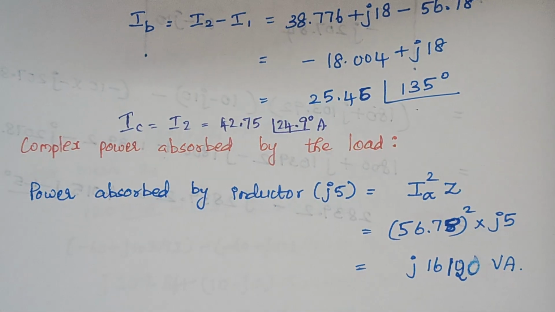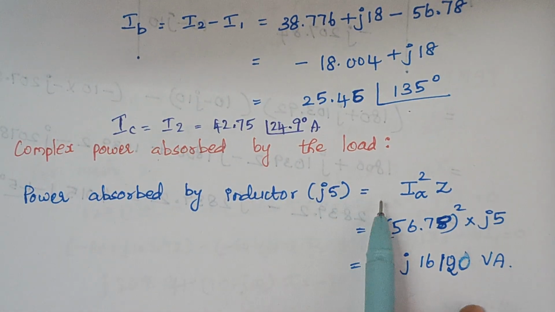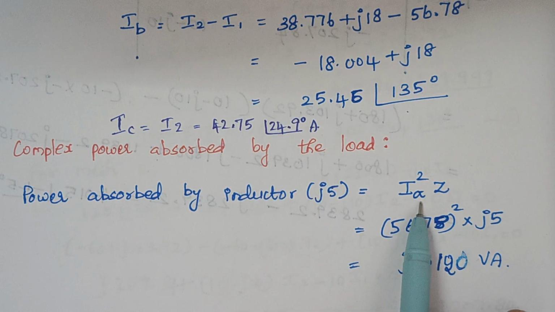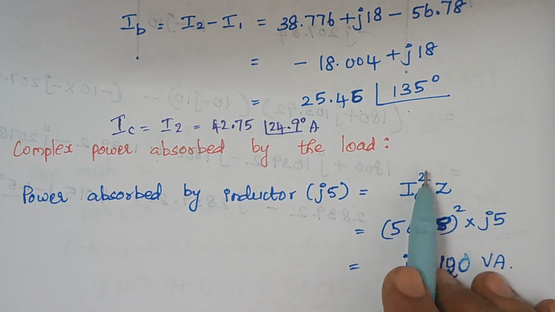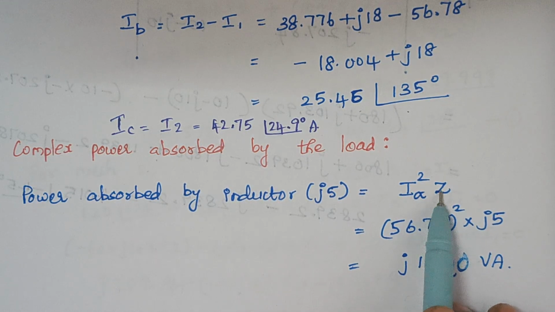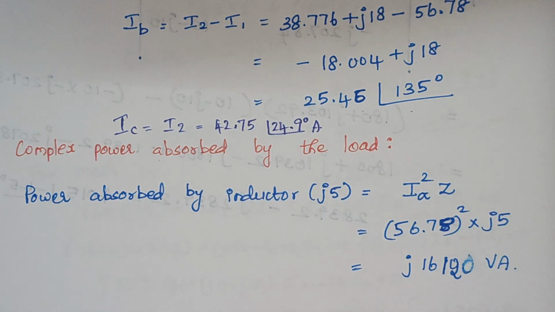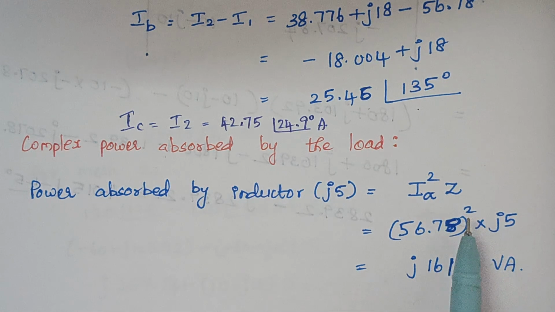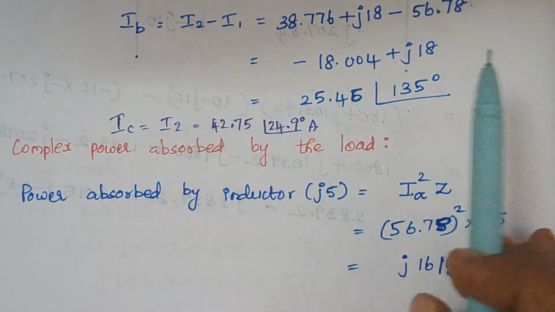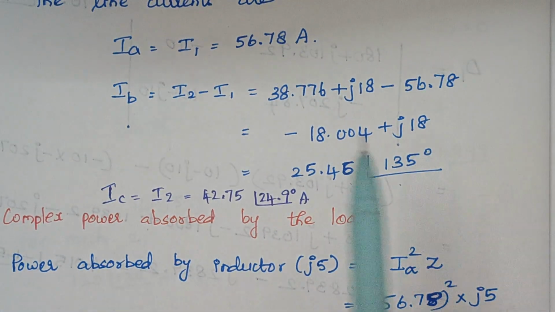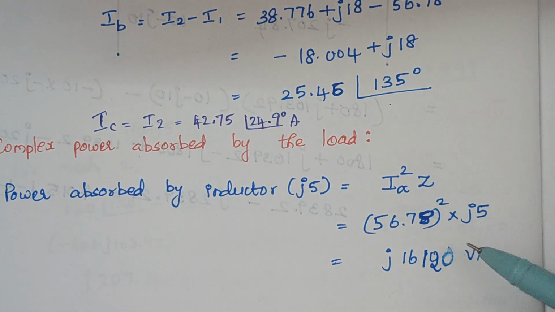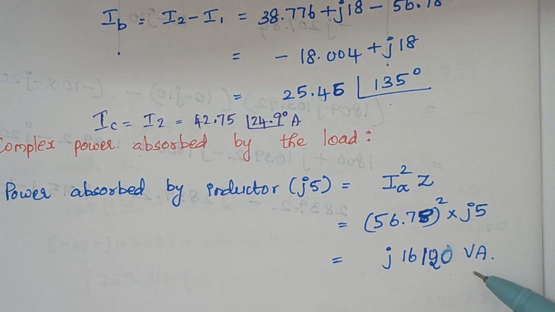Therefore, power absorbed by inductor J5 is given as, because the current flowing through this J5 reactance is IA, right? So power is given by I square R. So here it is IA square. Here we are using the term Z, right? So Z represents the complex impedance. Since here we are having different types of impedances, we are denoting it as Z. So what is the value of IA square? You see IA is nothing but 56.78. So 56.78 whole square multiplied by J5. So here the answer is J16120 volt ampere, right?